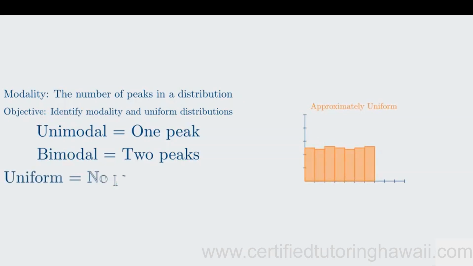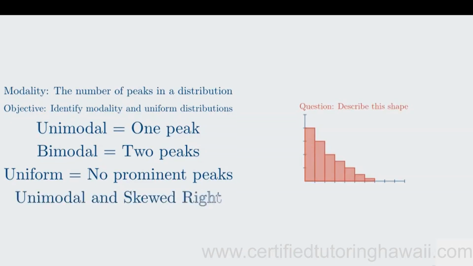If the frequency of every value is approximately the same, we describe the distribution as approximately uniform. It looks like a flat rectangle. Take a moment to look at this graph. How would you describe it? Since it has one peak, it is unimodal. Since the tail stretches to the right, it is skewed right. We have now mastered the vocabulary for describing the general flow of the data.